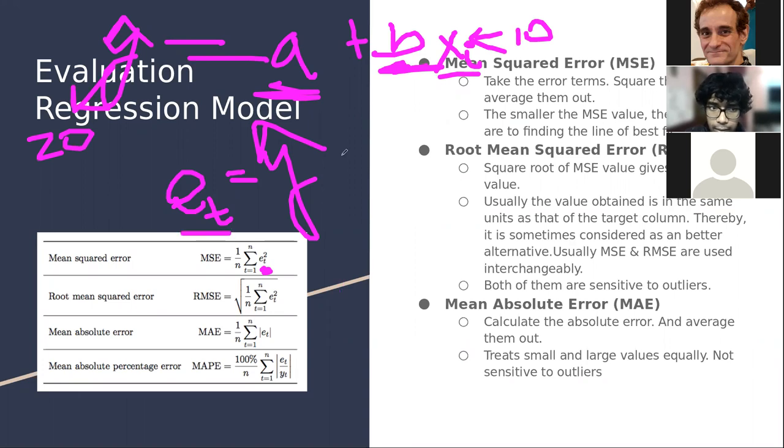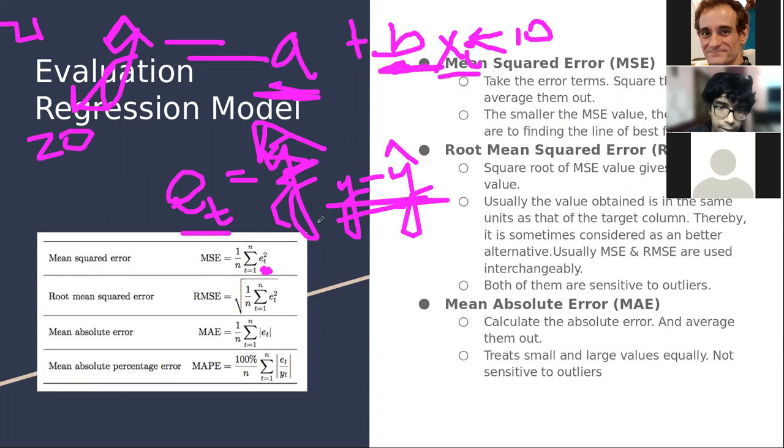So what is ET? Prediction should have been 21. You would say ET is y minus y cap. This is ET for a single point, t equal to one. Sum of all those error terms, square of those, average them out: mean squared error. Take the error terms, square them up, and average them out. Smaller the mean squared error, the closer we are to the best fit line.